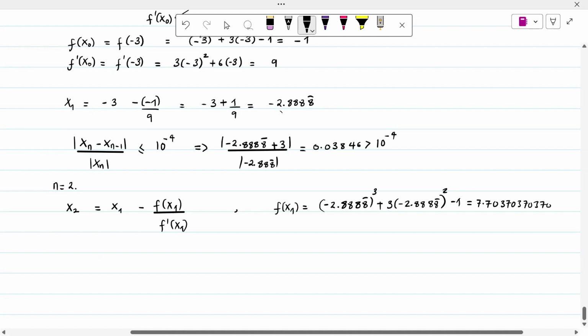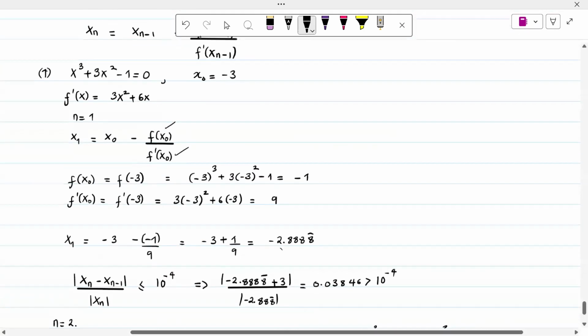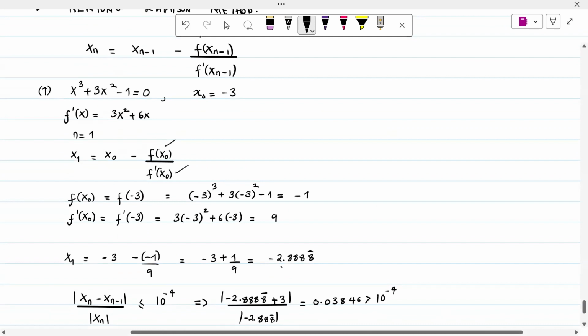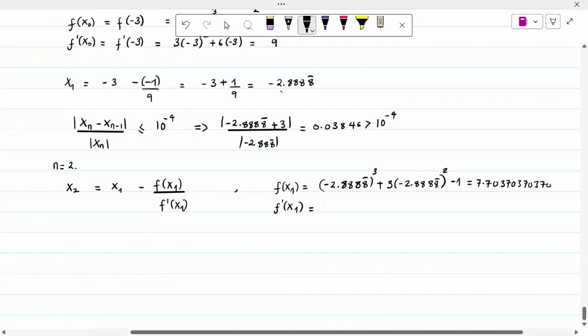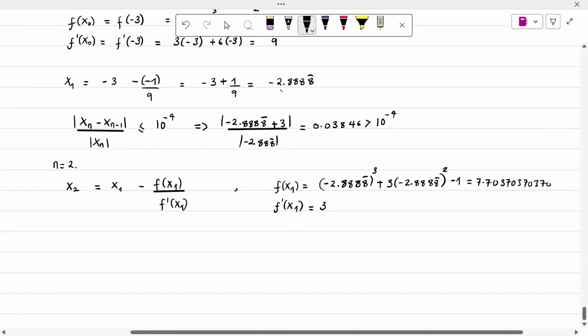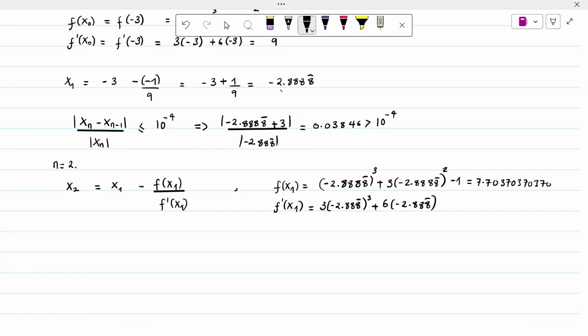And then also let's get the derivative, f prime of x1. The derivative of that is, remember, 3x squared plus 6x. So substitute the value of x, which is x1. So 3 times negative 2.888 repeated to the power 3, plus 6 times negative 2.8888 repeated.